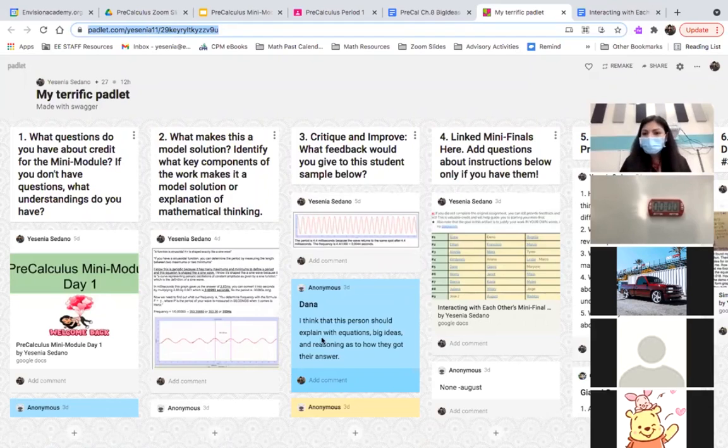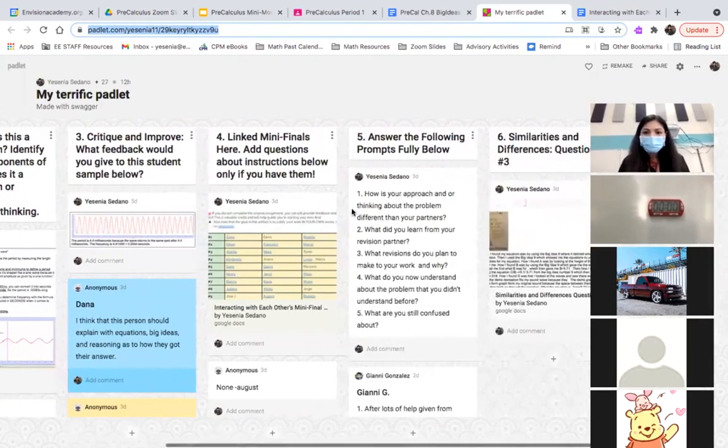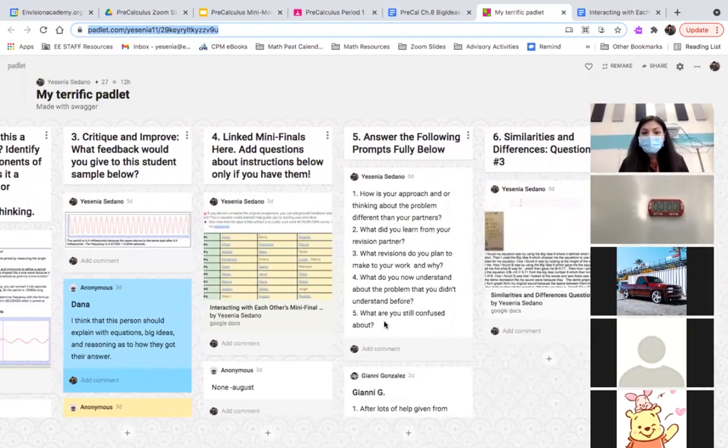From looking at each other's work. So if we go to column 5, here are the prompts. Now, you don't have to recopy the sentence or anything like that. You just have to answer the question. So for number 1, how is your approach or thinking about the problem different than your partner's?